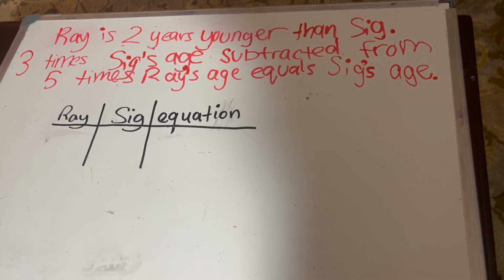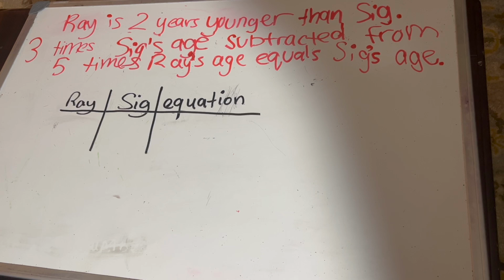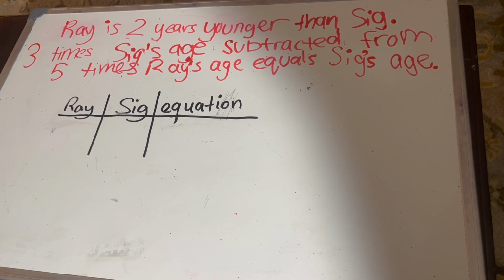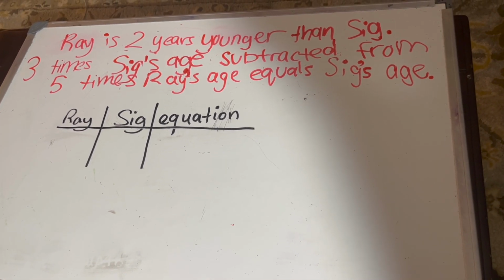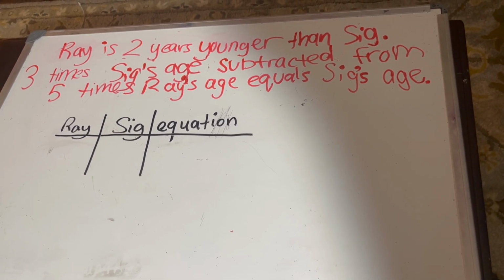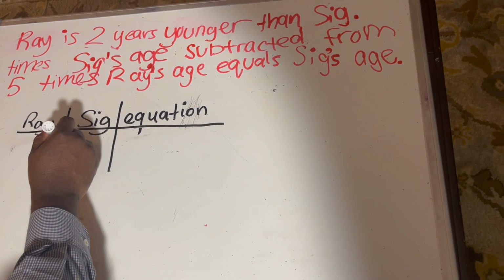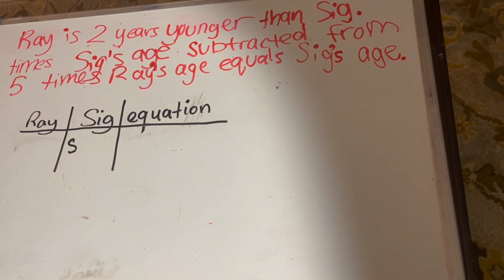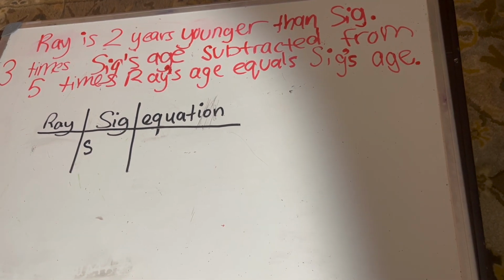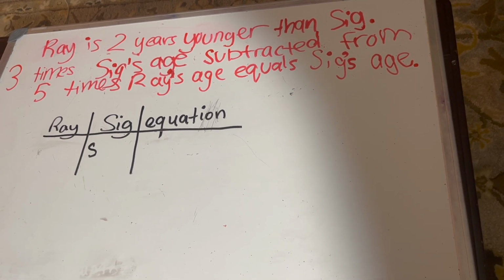Now that we have our table, we'll be using variables to find out both Ray's and Sig's ages. We'll be using the variable s to represent Sig's age. So write the variable under Sig. And we know that Ray is what? How many years younger than Sig? 2 years younger. Right.